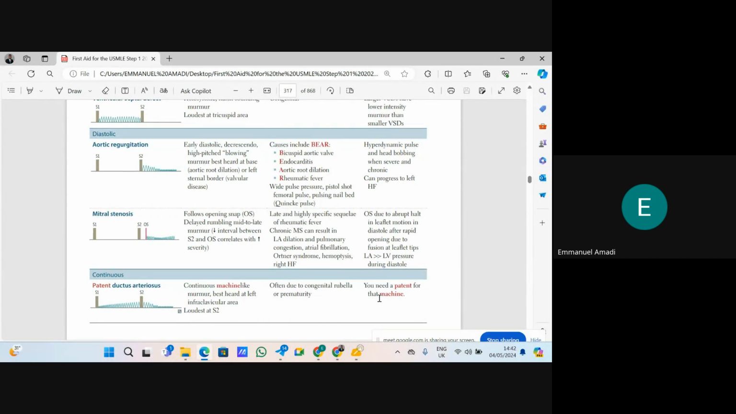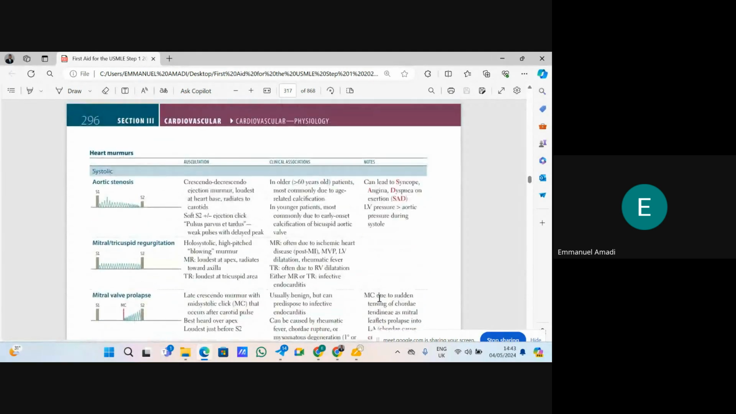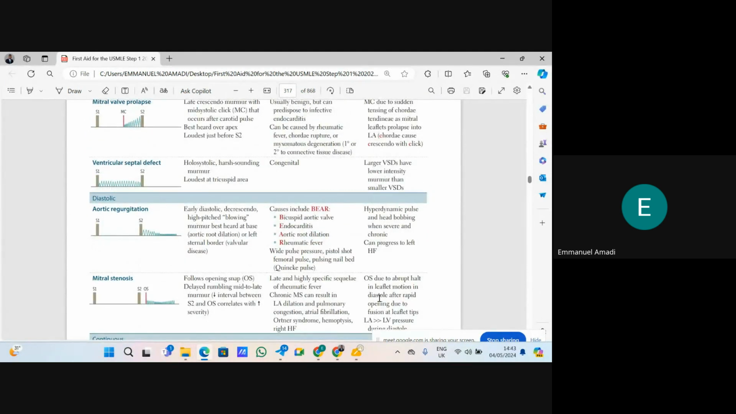For example, the patient had a systolic murmur, best heard at the left sternal border, or the patient has a diastolic murmur, best heard at the left sternal border. Now, all your murmurs are systolic murmurs, except for just two. There are two diastolic murmurs: the murmur of mitral stenosis and the murmur of aortic regurgitation. Those are the only two diastolic murmurs. Others are systolic murmurs.